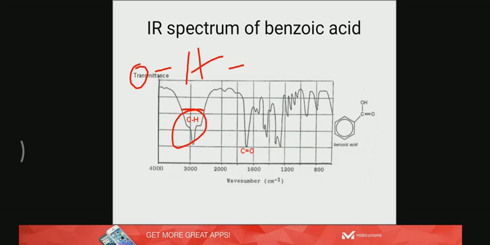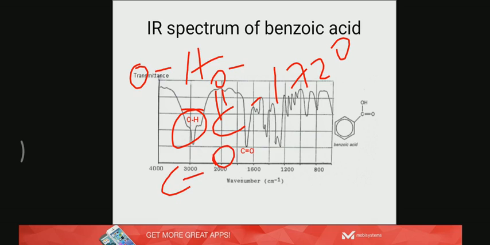Okay, and then the next important peak is that of the carbonyl group, and it comes around 1720 or 25 like that. And of course there will be C-O at around 1100.